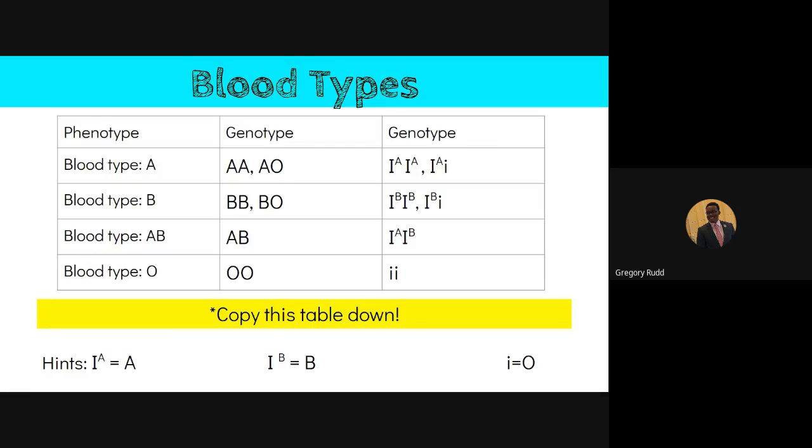Blood types A and B have 2 possible genotypes that can result in their phenotype. So, for example, I could be genotype AA and have the blood type A, or I could be genotype AO and have the blood type A. That's because O is recessive.